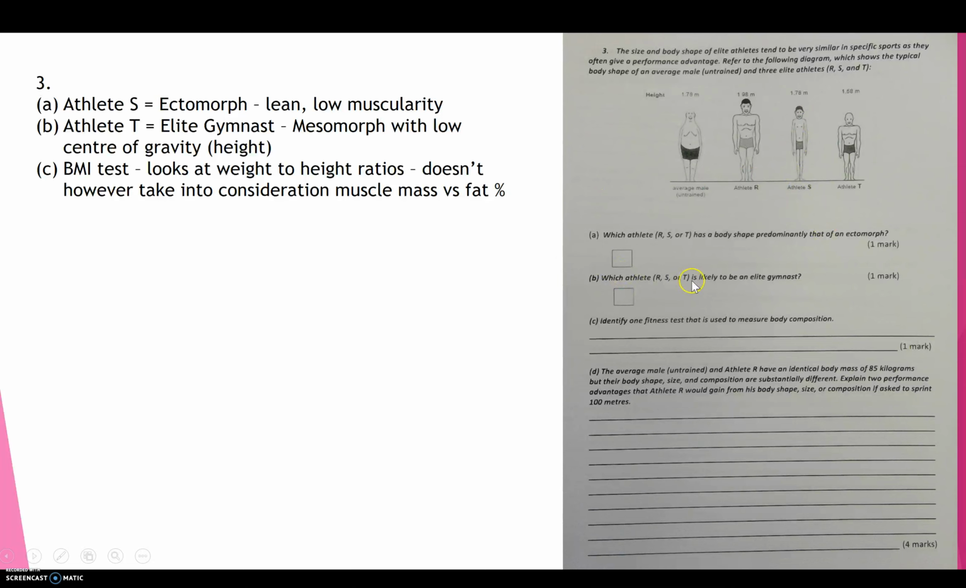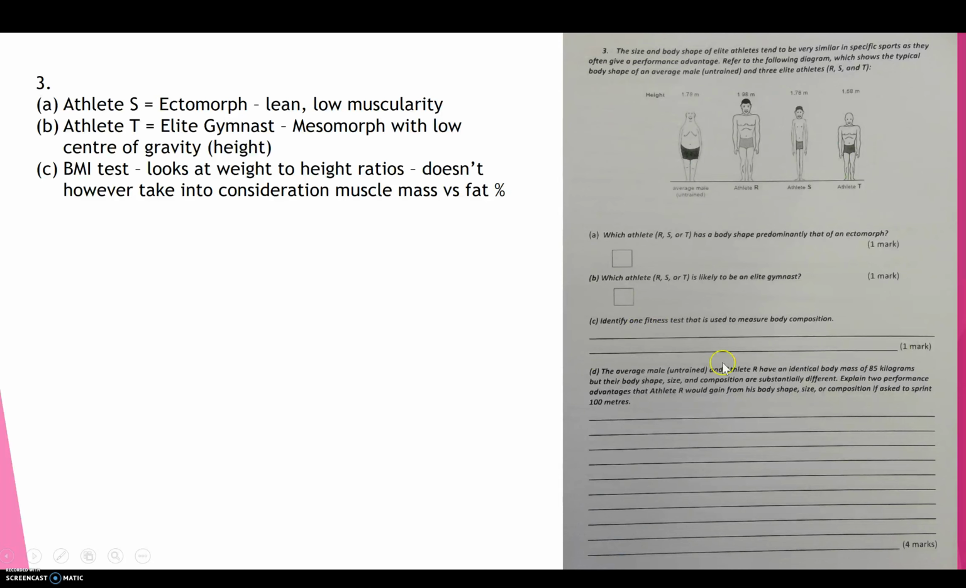And then athlete T would most likely be an elite gymnast. So elite gymnast, a mesomorph with a low center of gravity, so the low height. I think there's only a couple of people that picked R. And again, it was sort of needing to have a knowing of the gymnasts and that low center of gravity.